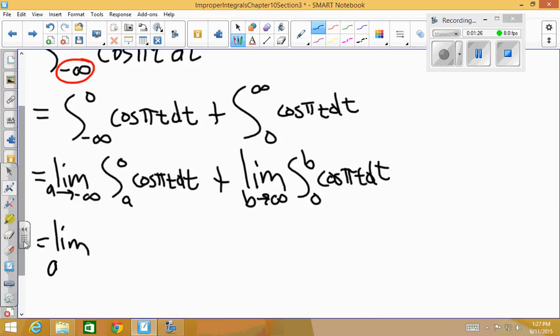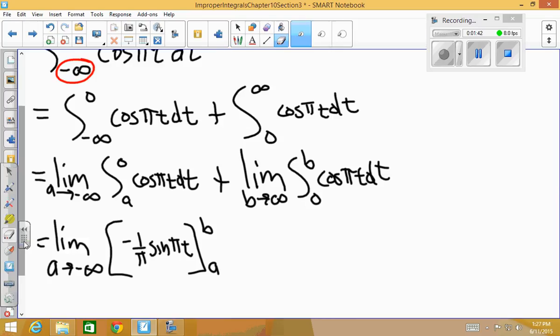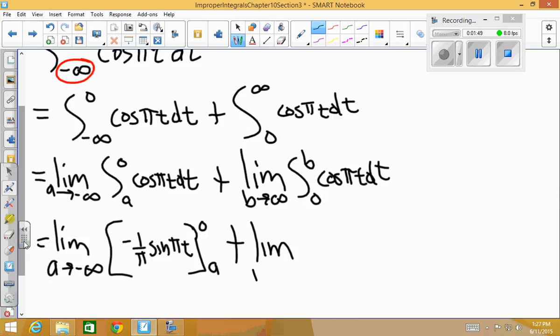So the limit as a goes to negative infinity. The integral of cosine of pi t dt is negative 1 over pi sine of pi t. And we have to evaluate that at the endpoints of the interval, which is from a to 0. Plus, similar thing over here, the limit as b goes to infinity, negative 1 over pi sine of pi times t, evaluated from 0 to b.